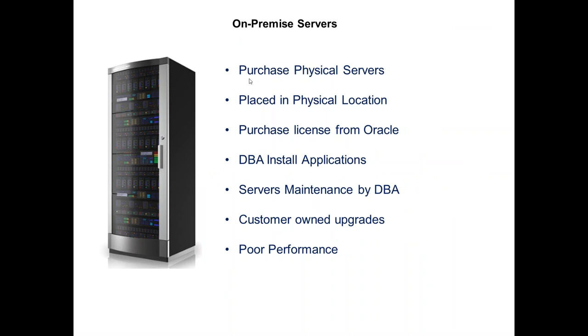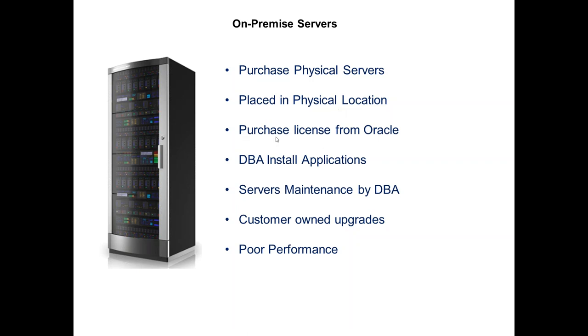So that's the difference between on-premise and cloud. In the case of on-premise, the client has to purchase servers. In cloud computing, the client no need to purchase any servers. The client can use the virtual servers provided by Oracle. In on-premise, the servers will be located in a specific physical location. When you talk about virtual servers, those will be placed on the internet.